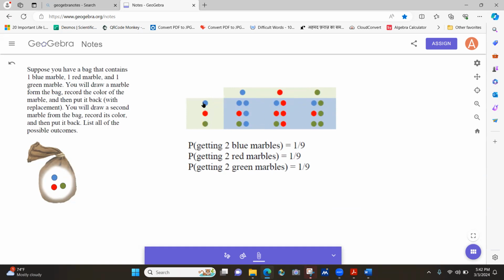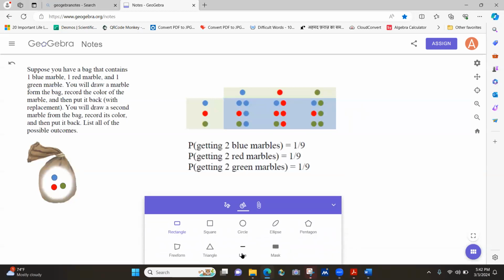So let's say you pick up this blue and put it back. It'll be paired up with this blue, this red, this green. If your first draw was this red, it'll be paired up with this blue, this red, and this green. So this area is your sample space.